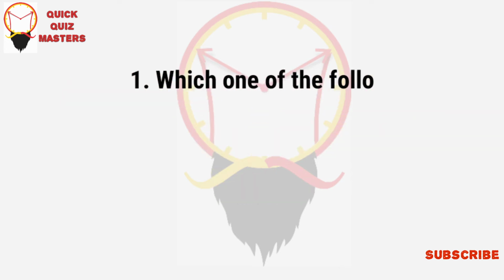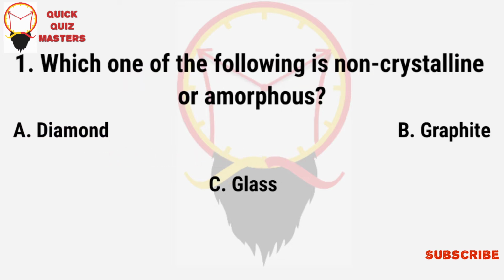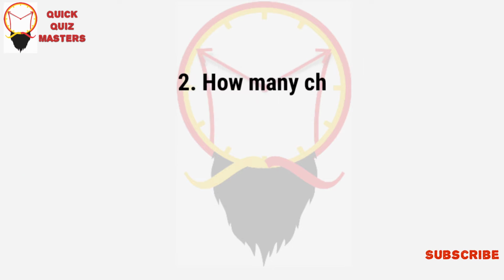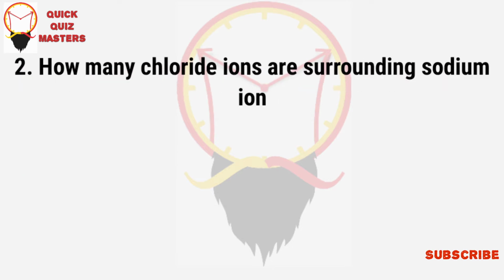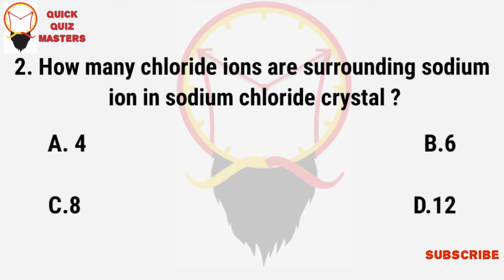Which one of the following is non-crystalline or amorphous? Diamond, graphite, glass, common salt. How many chloride ions are surrounding sodium ion in sodium chloride crystal? 4, 6, 8, 12.